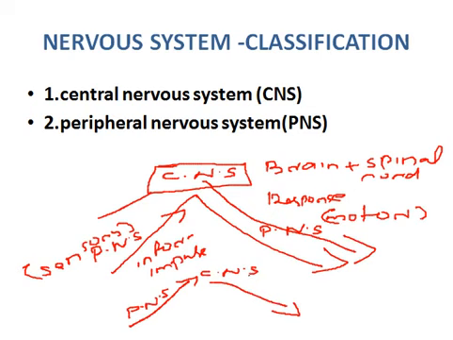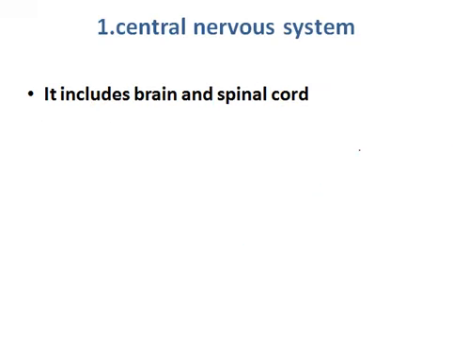So these are the main systems: the central nervous system and the peripheral nervous system. As I told, the peripheral nervous system will bring some information to your central nervous system, and the central nervous system will process that, and that response again will go to the peripheral nervous system, and the peripheral nervous system will act accordingly. You can see here the central nervous system includes two things: brain and spinal cord. They will process the information. Whatever information reaches the brain, they will process that.